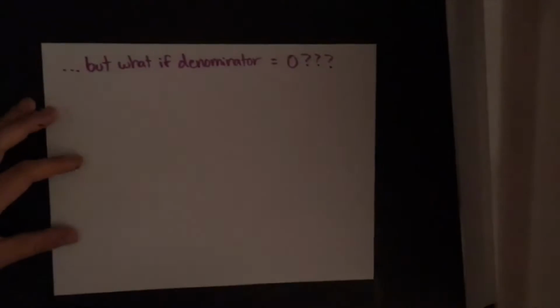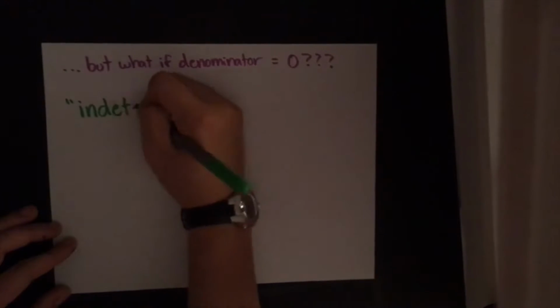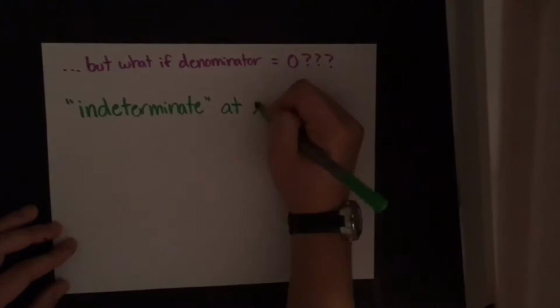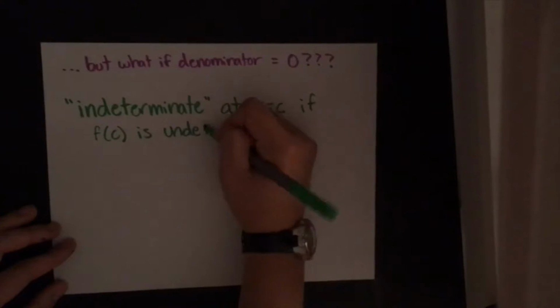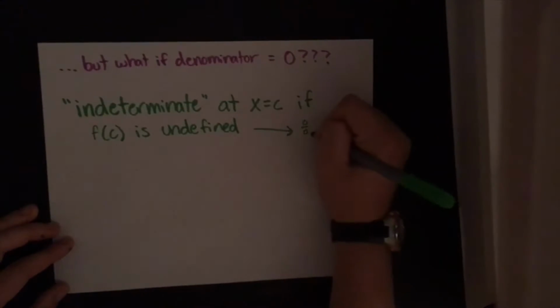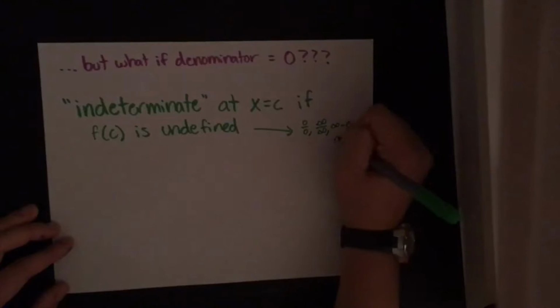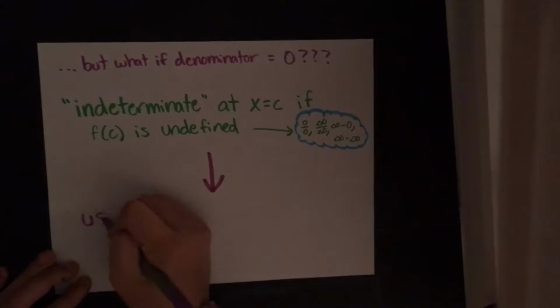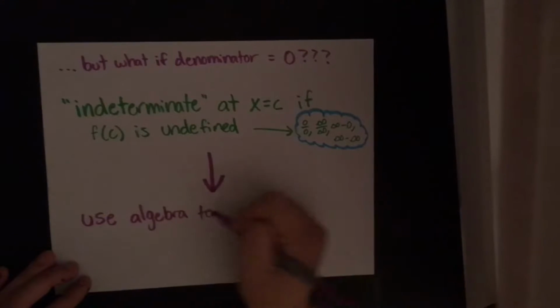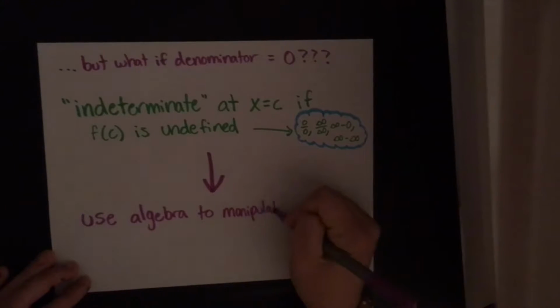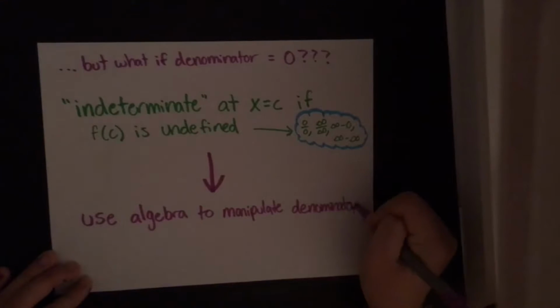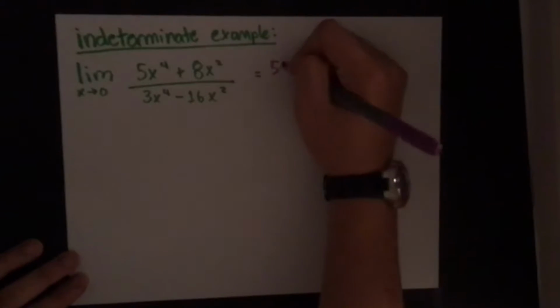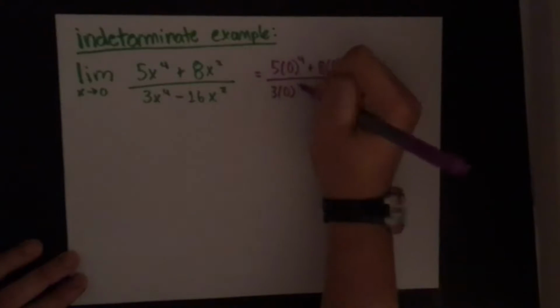A function is said to be indeterminate at x equals c if f of c is undefined. Examples of undefined values could include anything divided by 0, infinity divided by infinity, infinity minus 0, or infinity minus infinity. Indeterminate limits could be found through graphs or tables, but also algebraically by manipulating the function so the denominator is no longer 0. Here's a quick example of solving an indeterminate algebraically.